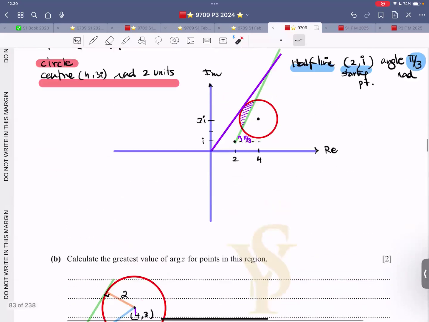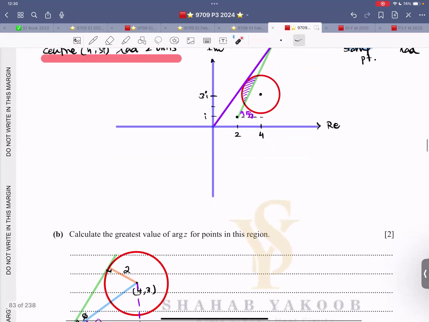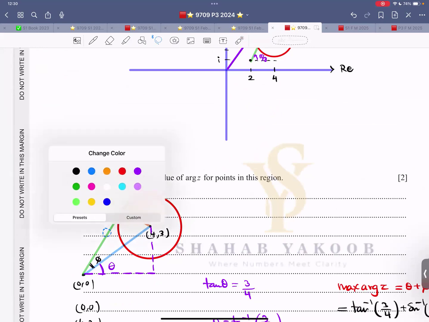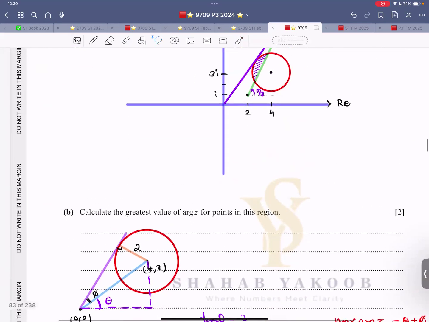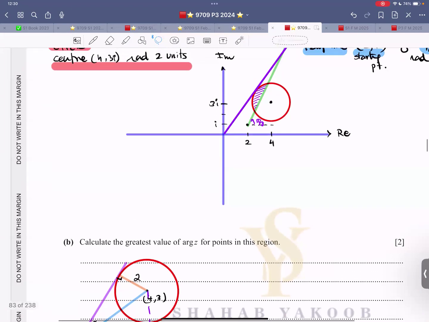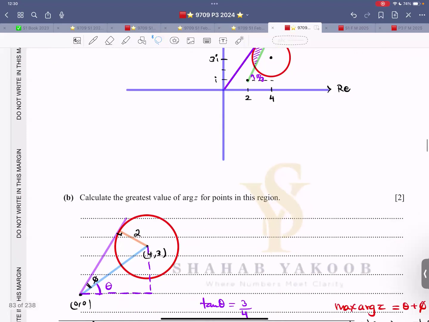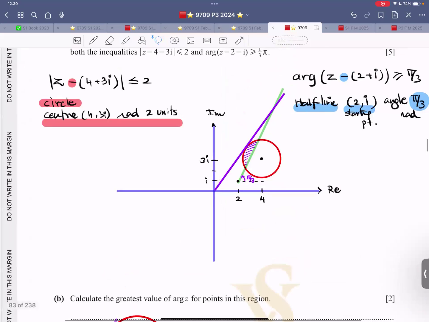Now, this purple line is for the next part. Calculate the greatest value for points in this region. And I've drawn it separately also. So let me draw the color correctly. And this thing, let me make it purple. Okay. And then I'm not interested in the green line as such. I'm interested in this line. Okay. So now calculate the greatest value for argument of Z for points in this region. So basically, I need to calculate this whole angle over here.